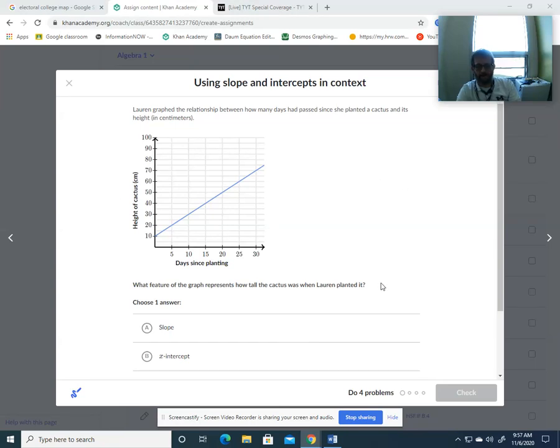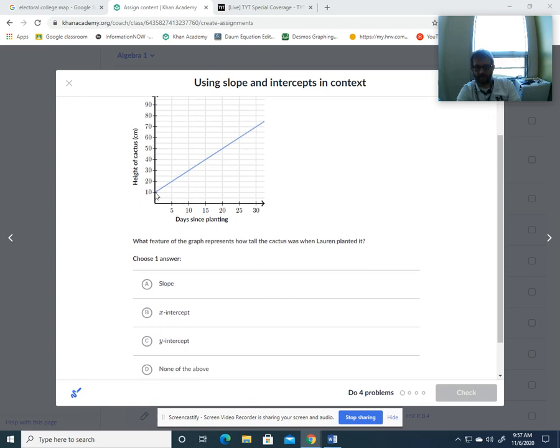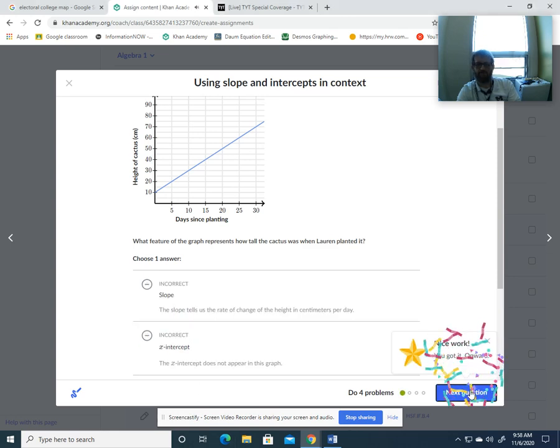Okay, guys, more practice again, helping with the quiz. Lauren graphed the relationship between how many days had passed since she planted a cactus and its height. Which feature of the graph represents how tall the cactus was when Lauren planted it? So that would be at the very beginning. That is when my x value is 0. That's called my y-intercept.